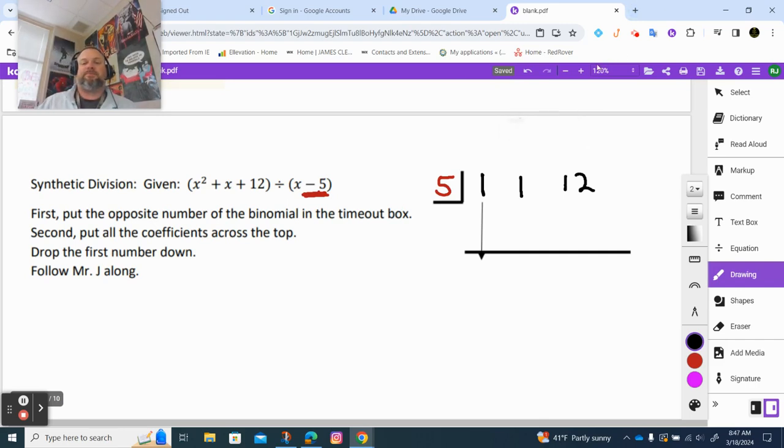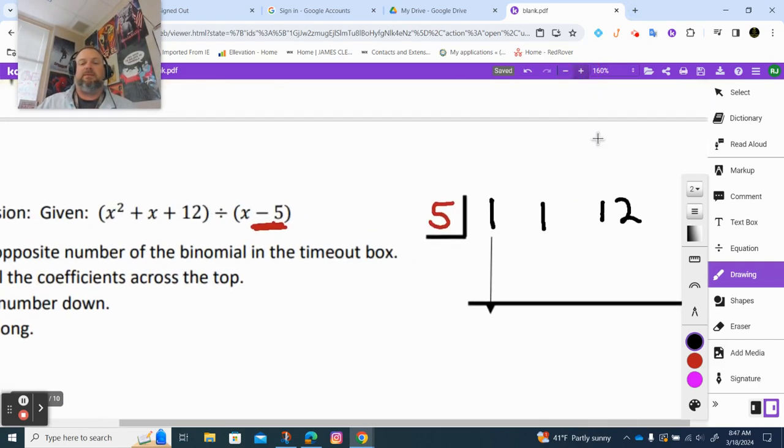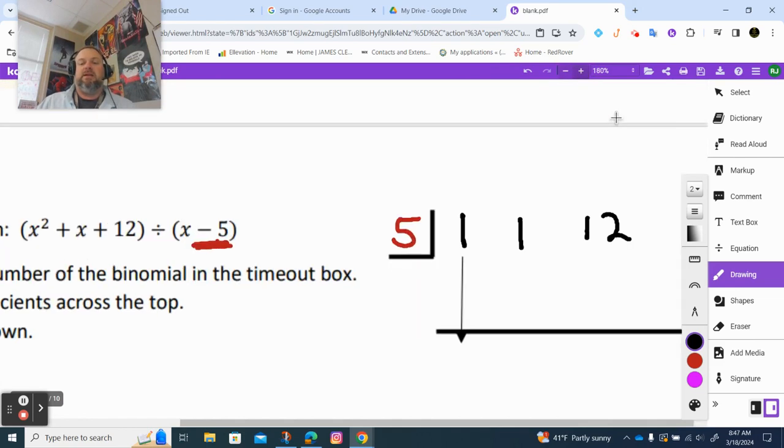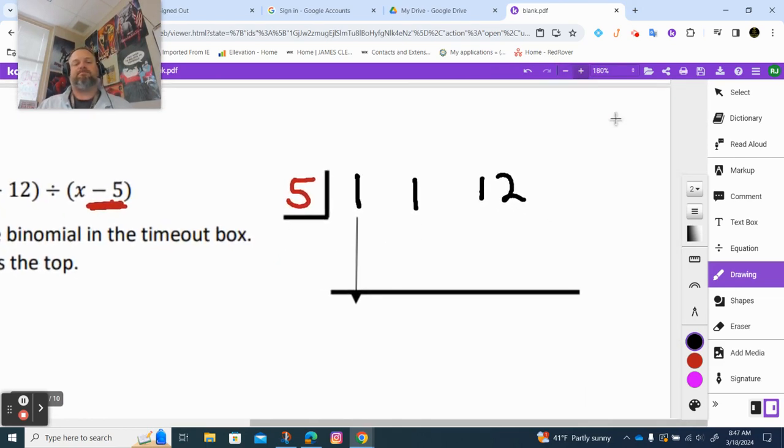Now, we got to make the main thing the main thing. All right. For whatever reason, we just drop this first number down. It doesn't matter what this first number is. It could be 1, it could be 2, it could be blue, it could be green. I mean, whatever.